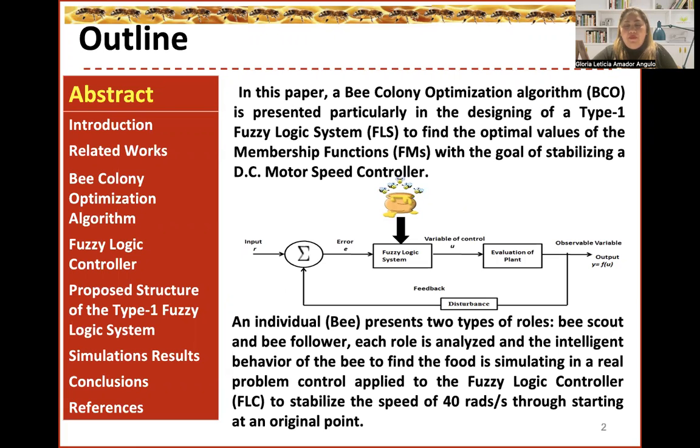An individual bee presents two types of roles, bee scout and bee follower. Each role is analyzed, and the intelligent behavior of the bee to find food is simulated in a real control problem, applied to the fuzzy logic controller to stabilize the speed of a motor, starting at an original point.